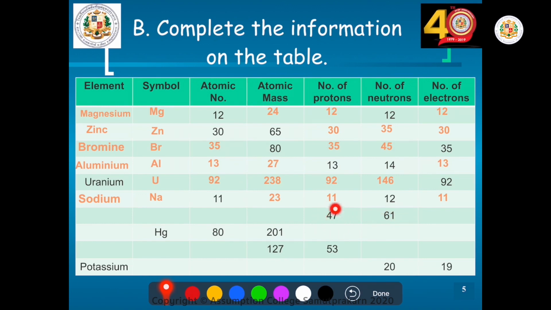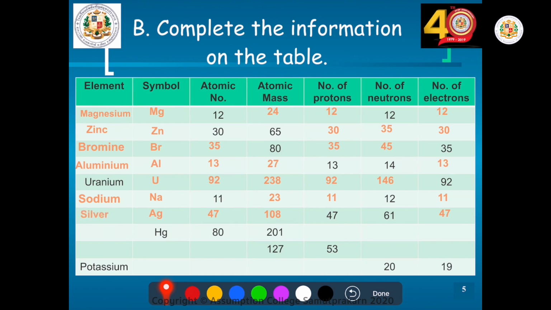Now next, we have the number of protons is 47 and the number of neutrons is 61. So if protons is 47, the atomic number and number of electrons are also 47. And for its atomic mass, 47 plus 61 is? Right, it's 108. And this element with atomic number 47 has the symbol Ag, and the name of the element with the symbol Ag is silver.